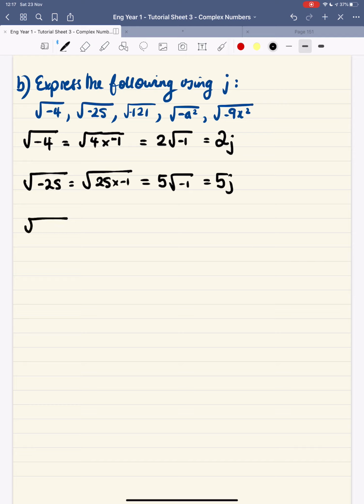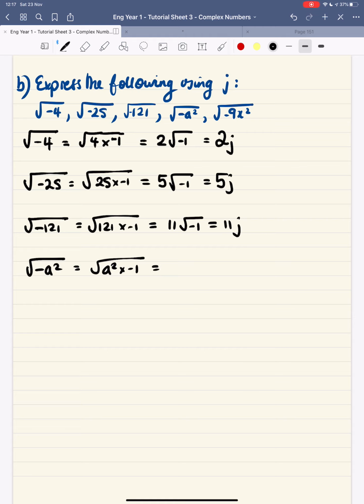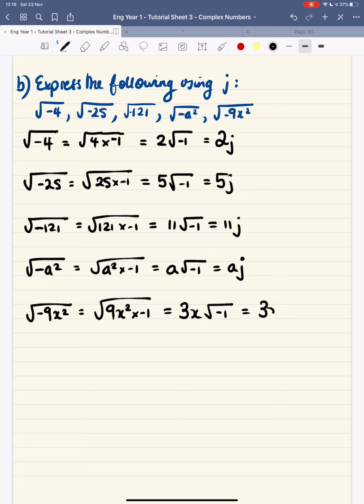The next one, the square root of minus 121. So it's the square root of 121 times minus 1, which is 11 root minus 1, so that's 11j. The square root of minus a squared is the square root of a squared times minus 1, which is a root minus 1, which is aj. And then the last one, the square root of minus 9x squared, is the square root of 9x squared times minus 1. That's 3x times the square root of minus 1, which is 3xj.